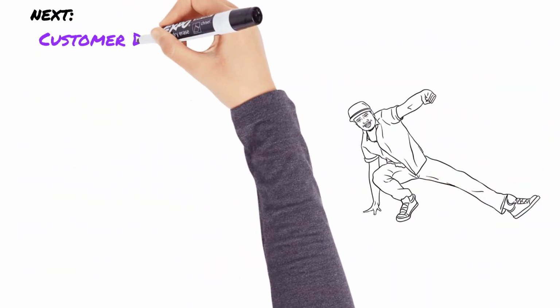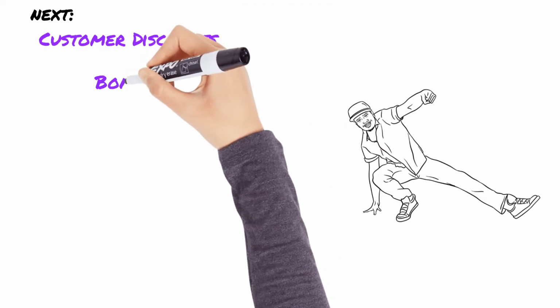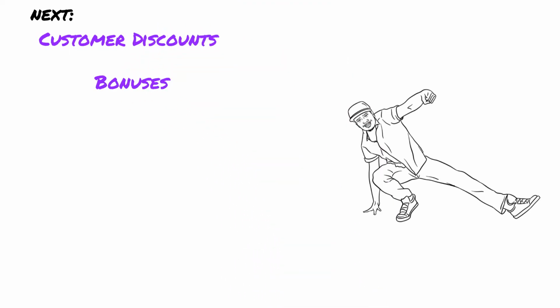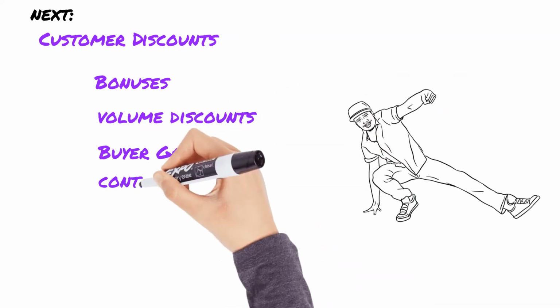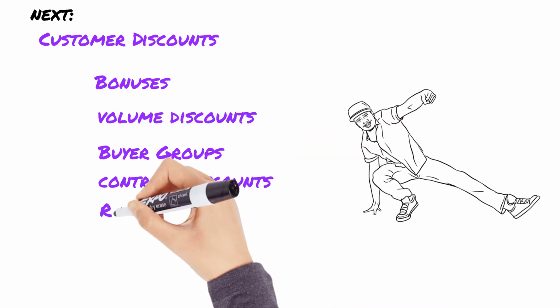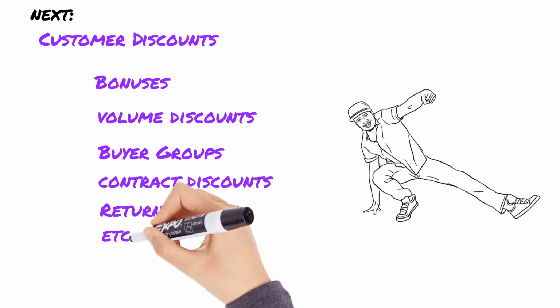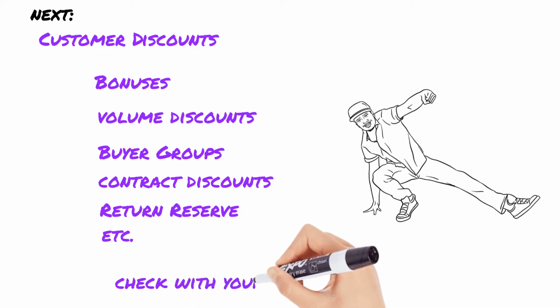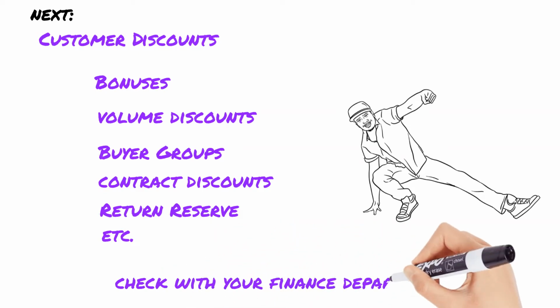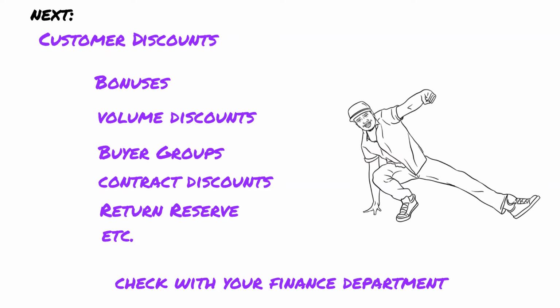Next, we calculate customer discounts, which can include customer bonuses, volume discounts, buying group discounts, and other types of contractual discounts, return reserve, etc. It's impressive the number and types of discounts customers will demand in contract negotiations. Check with your finance department or your customer contracting department for a clear understanding of which apply in your case, and remember, these are likely to vary from customer to customer.